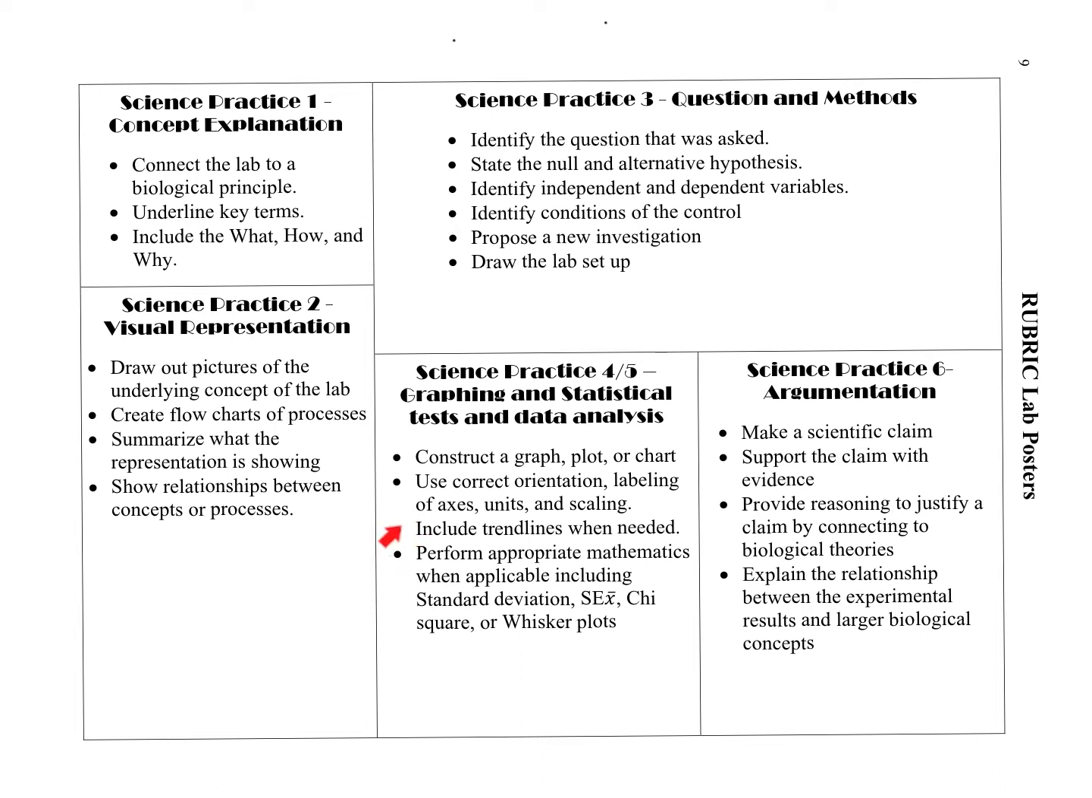But if we don't have trend lines and we're doing something like a bar graph instead, that is where we will be using either standard deviation, standard error of the mean, a possible chi-square, or box whisker plots. But these are going to be the statistical analysis pieces, your graph. However best to represent your data is going to be in this box right here.